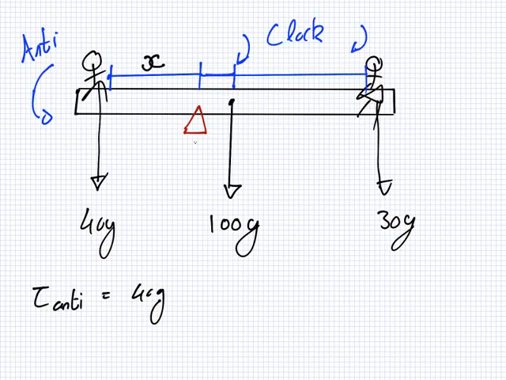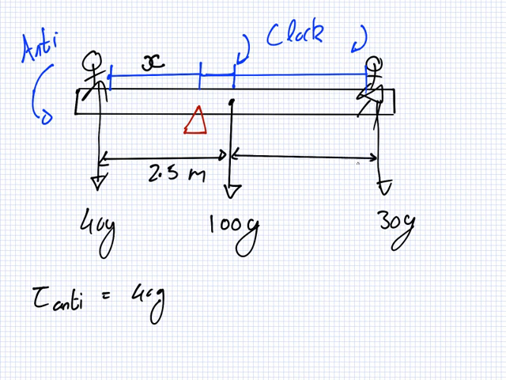Now, we know the distance from here to here. What is it? Oh no, 2.5. And here to here? 2.5. So, if here to here is x, his turning force will be 40gx. Okay?